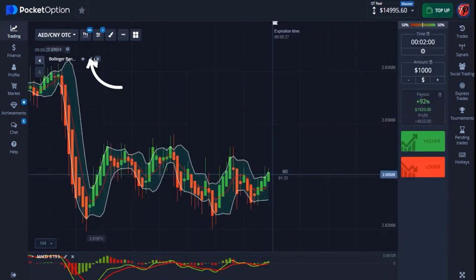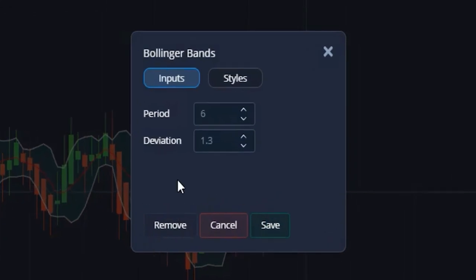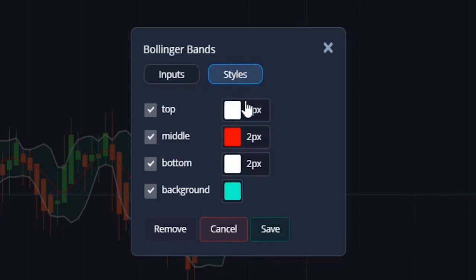And this is the setup of my Bollinger Band. On the period part here, I use 6. The deviation here is 1.3. On the style part here, I make use of this color combination. The top color is white. The bottom color is white as well, while the middle color is red. I use this background color right there, and I make sure I take all my lines to be on 2 pixels. So that's pretty much all I do.